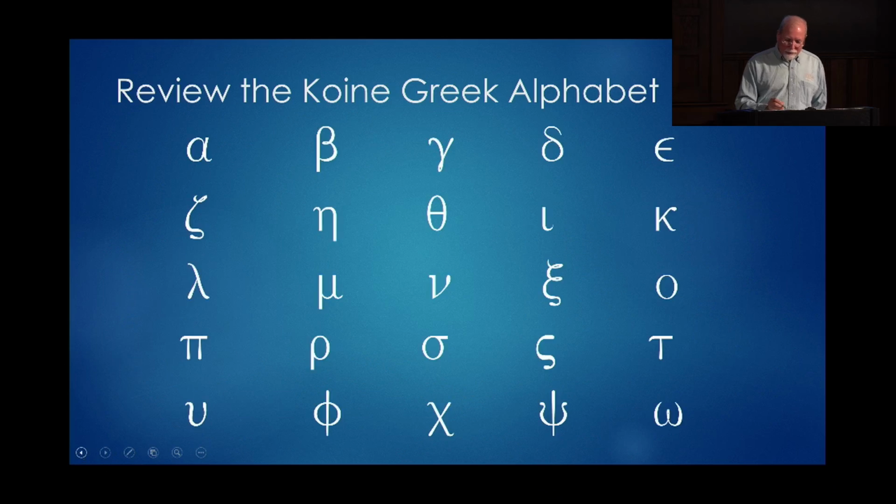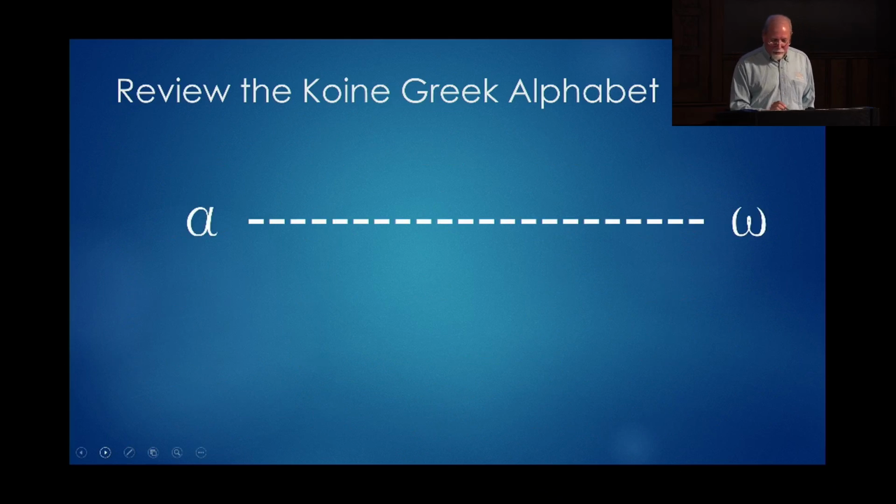So we have alpha, beta, gamma, delta, epsilon, zeta, eta, theta, iota, kappa, lambda, mu, nu, xi, omicron, pi, rho, sigma, tau. Yeah, final form sigma, there you go. Tau, upsilon, phi, chi, psi, omega. And then finally, the real trial.